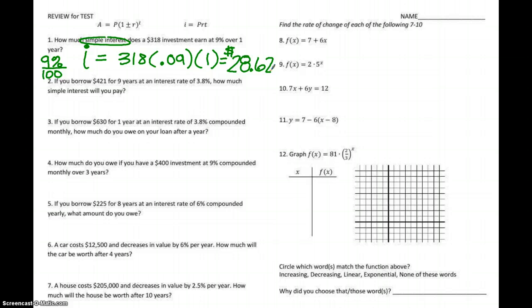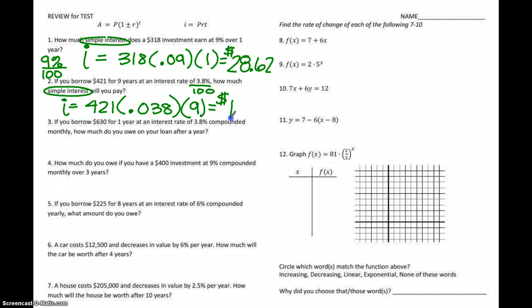If you borrow $421 for 9 years at an interest rate of 3.8%, how much simple interest do you pay? Again, simple interest, same thing. So 421 times the 3.8%, again, divide it by 100. We end up with 0.038. And then we times it by the number of years, in this case, 9 years. And if we do that, we have $143.98.